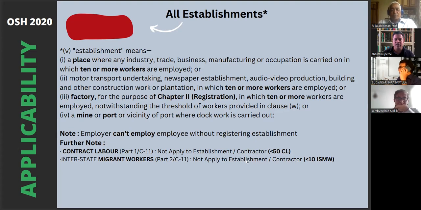And similarly, for interstate migrant workers, there is Part 2 of Chapter 11, which applies to establishment or contractor. Again, you have to see establishment and contractor separately. With less than 10 interstate migrant workers, you need not comply with those special provisions given in Part 2. If it crosses 10, you have to comply with those.